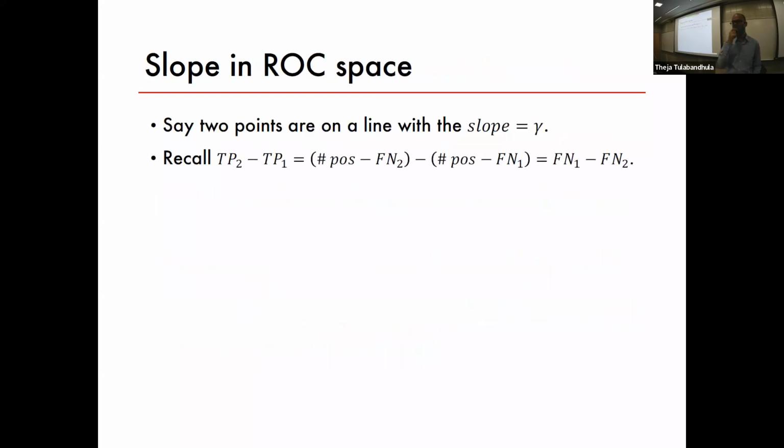So let's look at that through an example. In fact, let's talk about what the slope is. Let's say we represent it using a Greek letter gamma, just some number. The slope on the ROC curve, remember, y-axis is true positive rate, and the x-axis is false positive rate. Let's first subtract the numerators of true positive rate, the true positives themselves. True positive at the second point minus true positive at the first point is equal to false negative at the first point minus false negative at the second point. This is just by looking at the confusion matrices. Because the total number of examples in both confusion matrices is the same, the number of positives drops out.